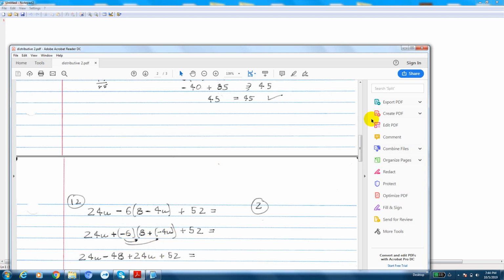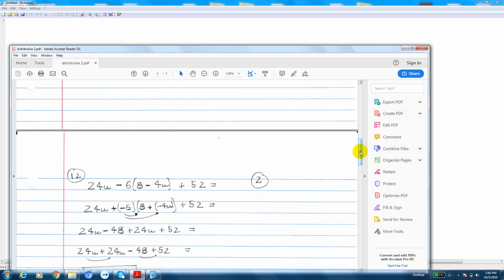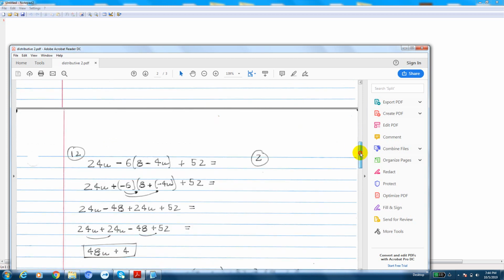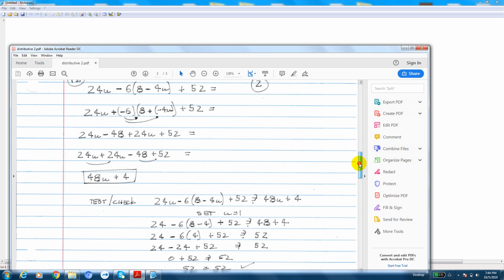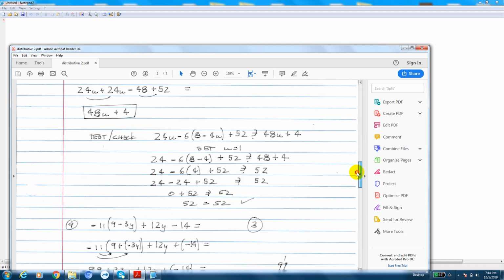You just do that. And then you do the usual thing. You combine the terms. You put them next to each other. You combine terms. And you get the answer, right? And then, of course, you check it. And it turns out that it was right.